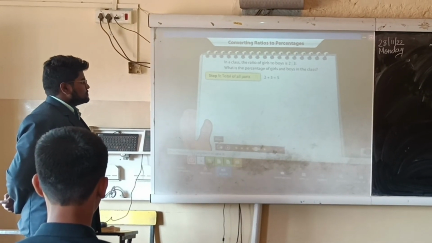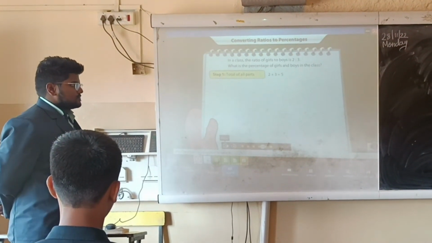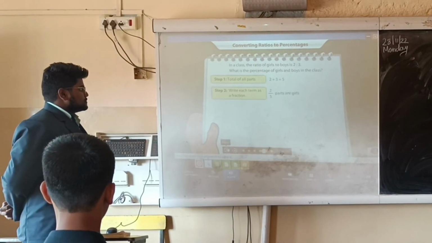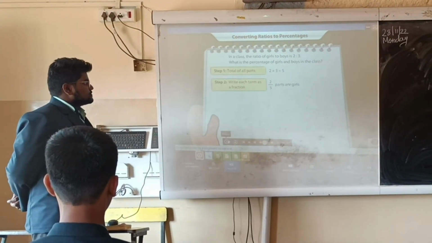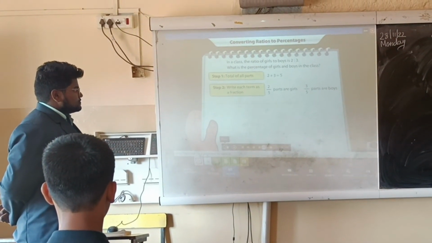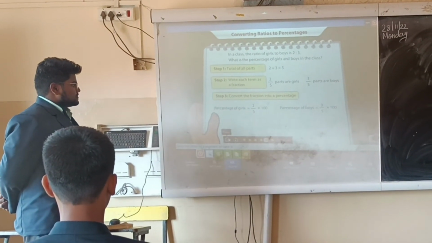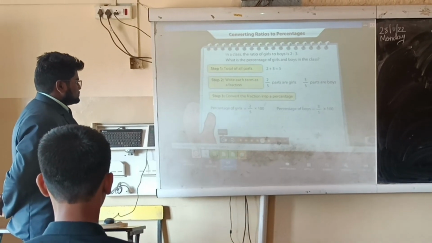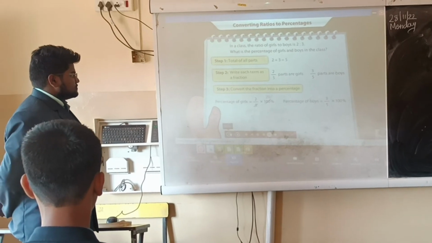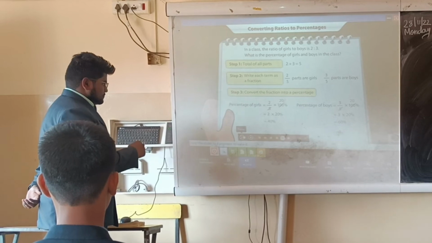First, find out the total of all parts of the given ratio. Then, write each term of the ratio as a fraction. So, 2 out of 5 parts of the class are girls and 3 out of 5 parts are boys. To convert the fractions into percentage, multiply by 100. Then, simplify and add the percent sign. So, the percentage of girls is 40% and that of boys is 60%.